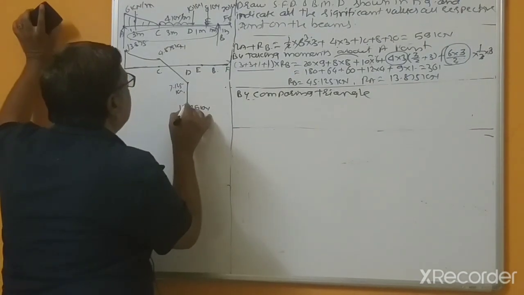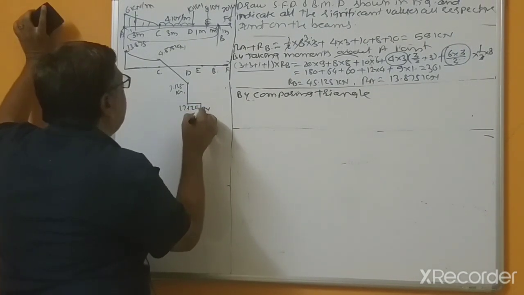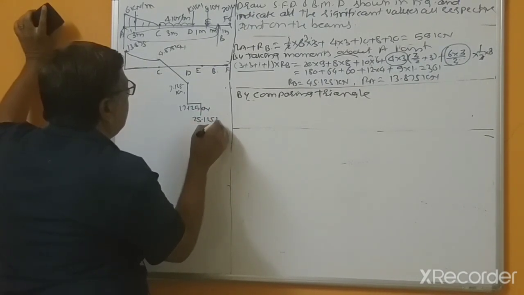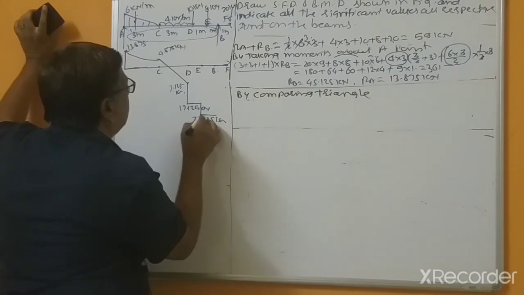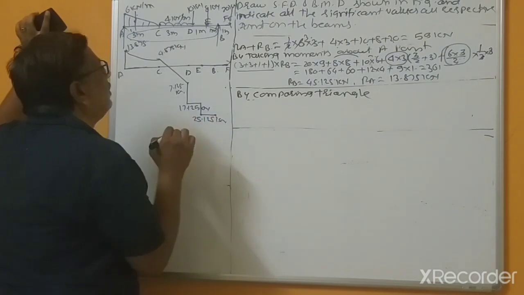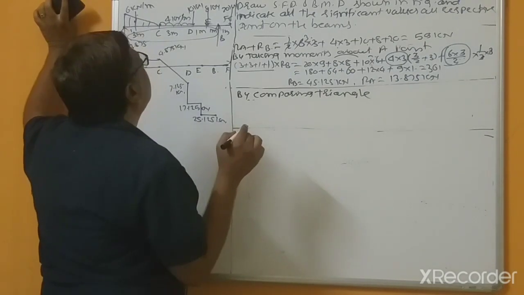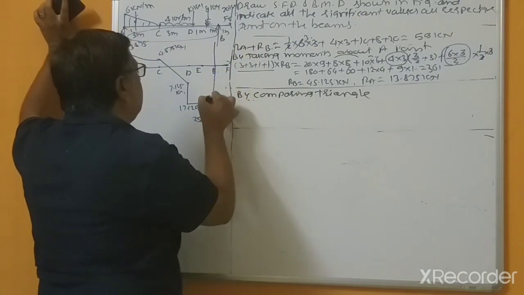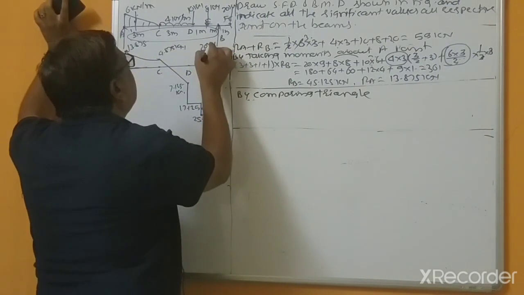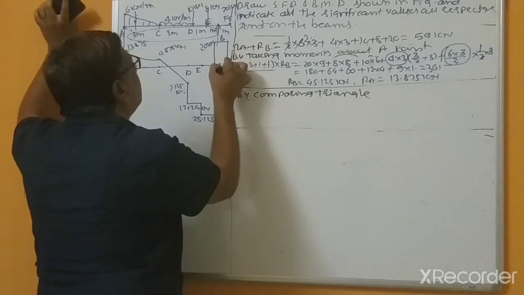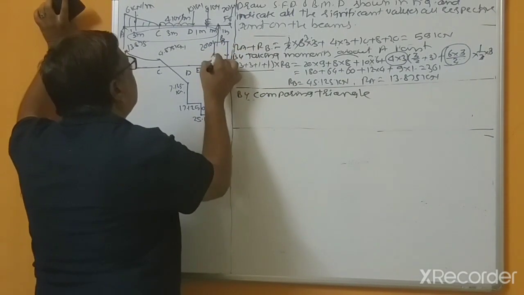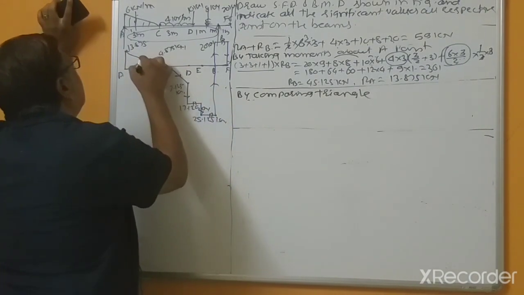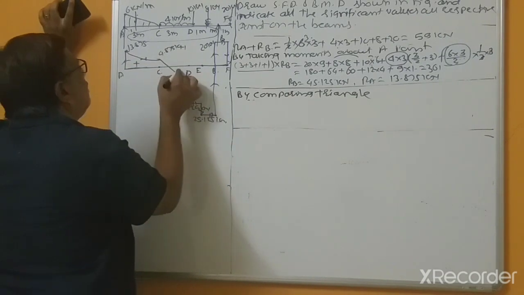D to E, no force. Again 8. So this is 25.125 kilonewton. Again this is 25.125 kilonewton. And 45.125 means this is 20 kilonewton. This is your shear force diagram.